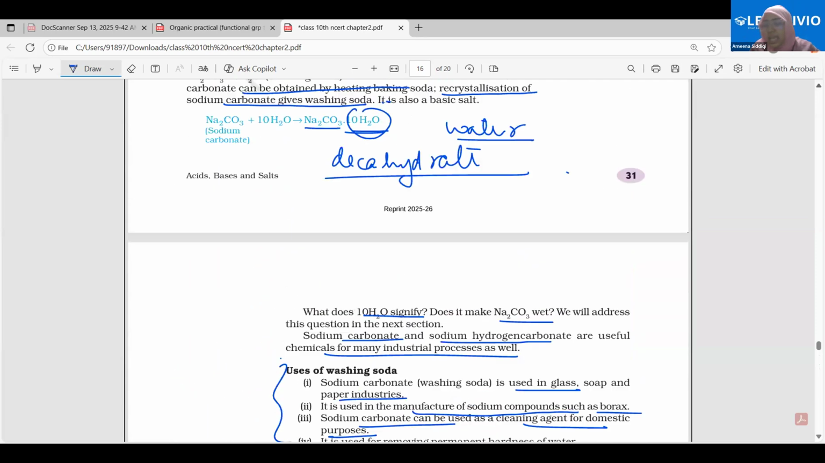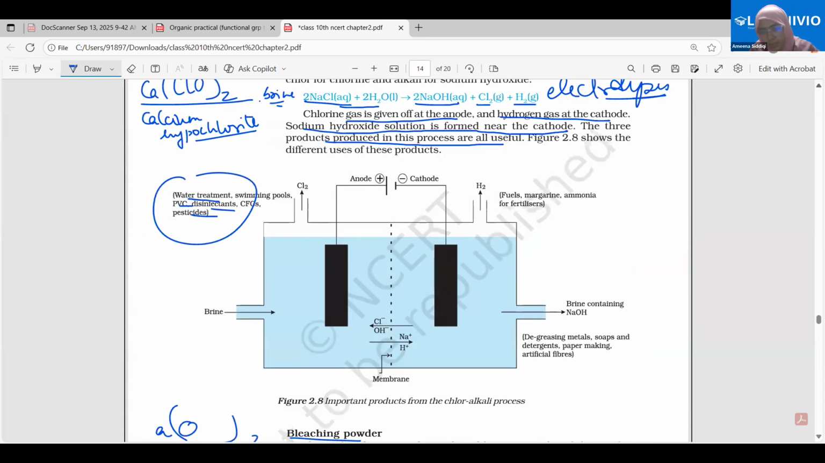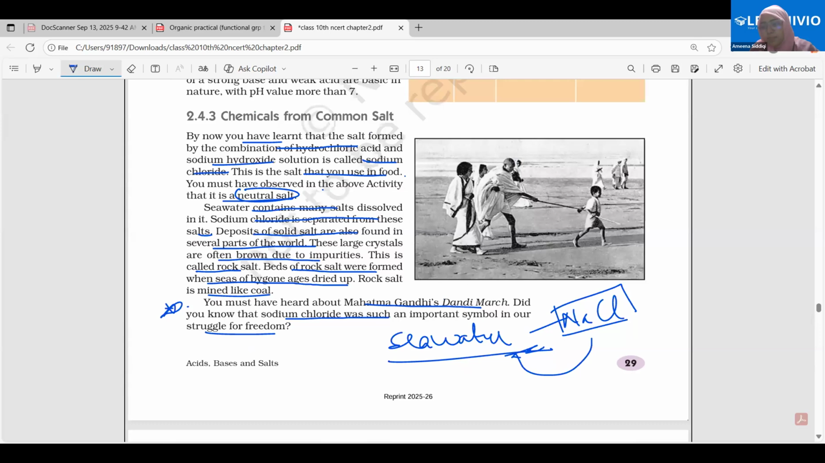That's it. Any other confusion for today's class? No. Has this been understood? Okay.